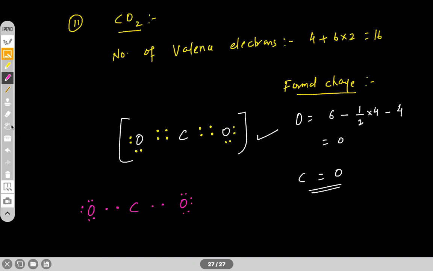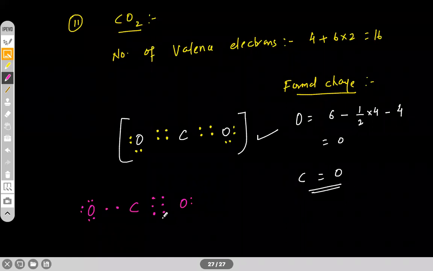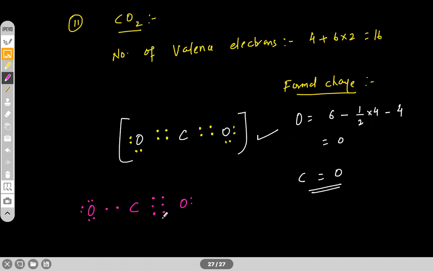And then I said what? That one pair of electrons, I'll remove from here and place it here, right? And then one electron from this side, we'll place it here. You can ask me, so why not place this electron here only? Can we do this? Right? So the point is, we can do this, but this structure is not right.